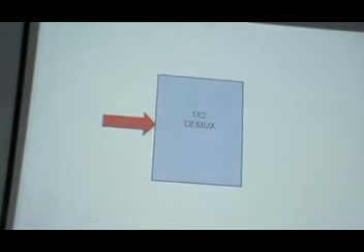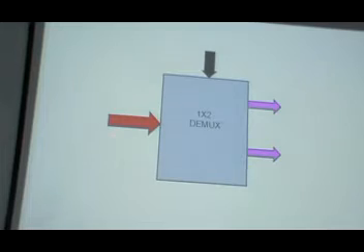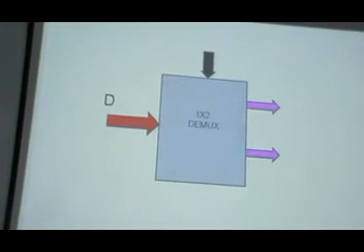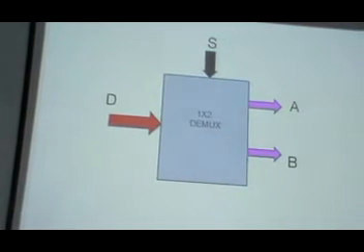Next, this is the block diagram, which shows that there is only one input to the demultiplexer, one select line, as you can see on the top of this block, and two outputs indicated by different variables: D as the data input, S as the select line, and A and B as the outputs of the demultiplexer.